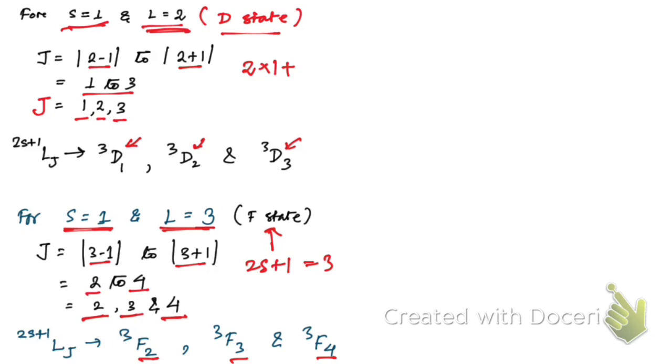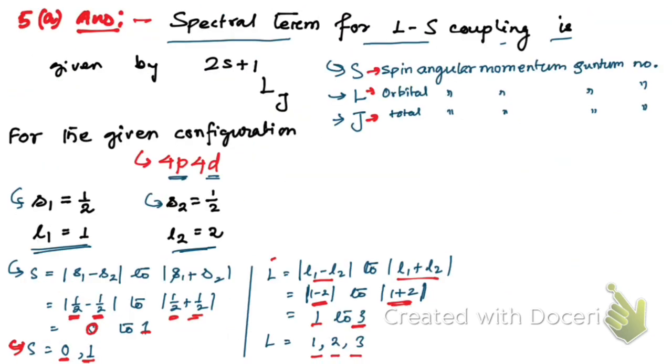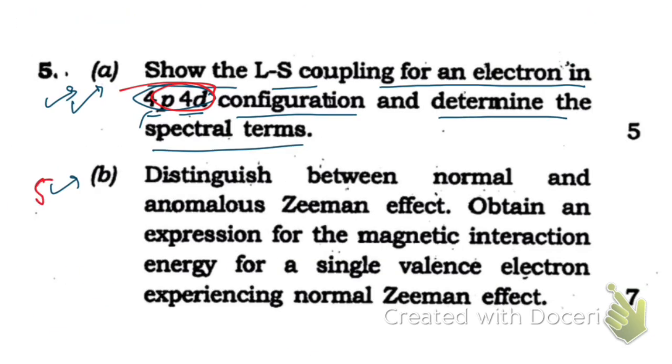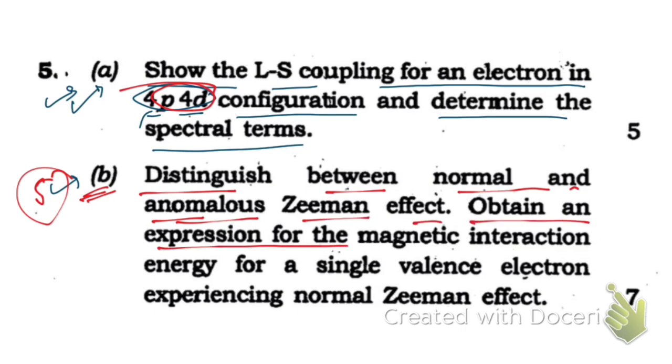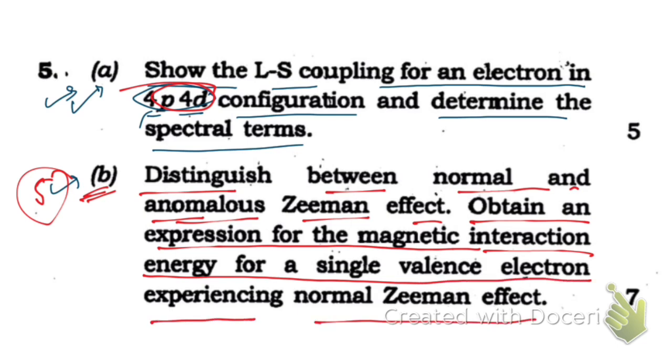Now let's move on to the next question. So what is the next question here? You can see 5B. Distinguish between normal and anomalous Zeeman effect, and obtain an expression for the magnetic interaction energy for a single valence electron experiencing normal Zeeman effect. Okay, let me give you the answer here.